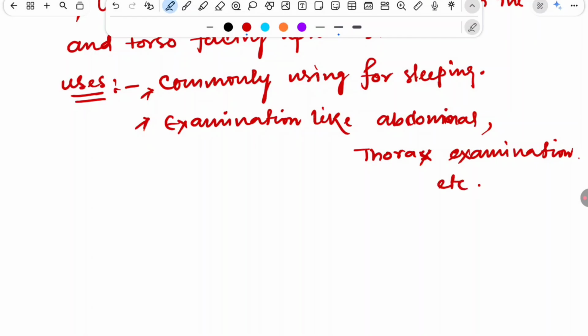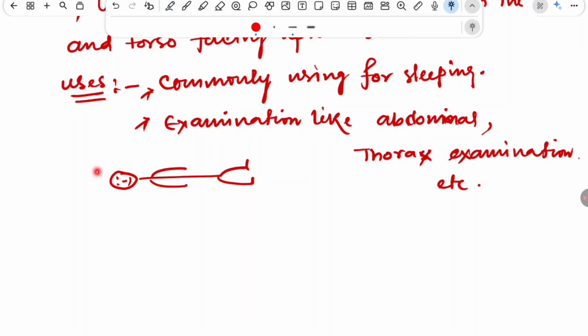I will make some simple drawing. Suppose this is one person. So this position is called supine position. He is facing upwards, you can see he is facing upwards, and his torso also upwards. So this position is called supine position.